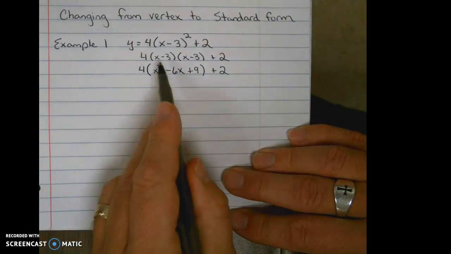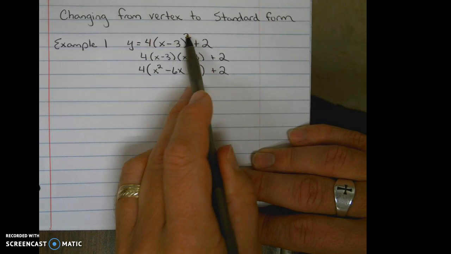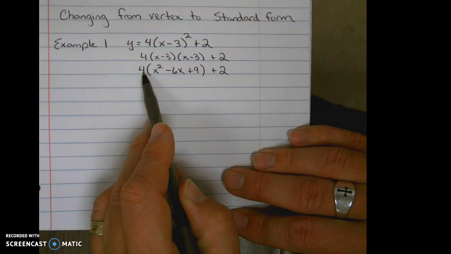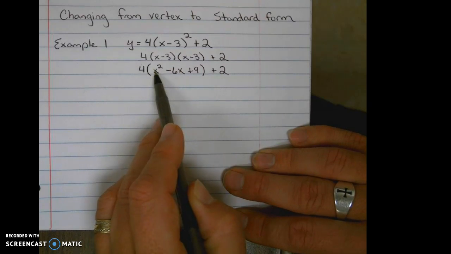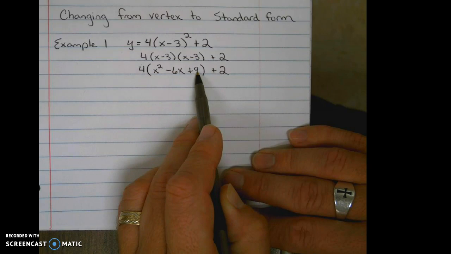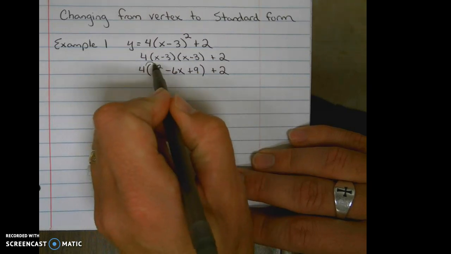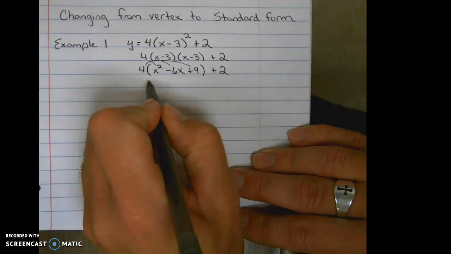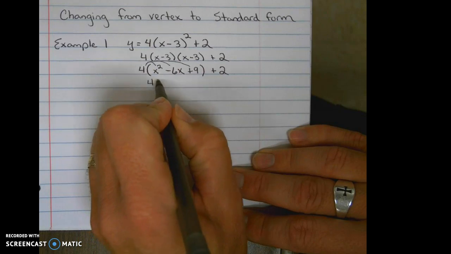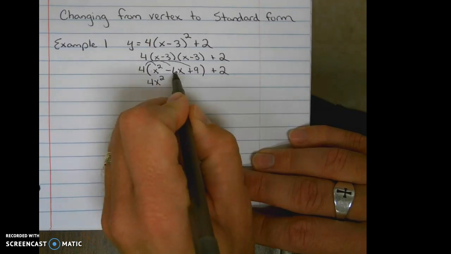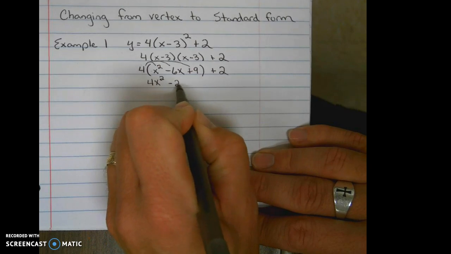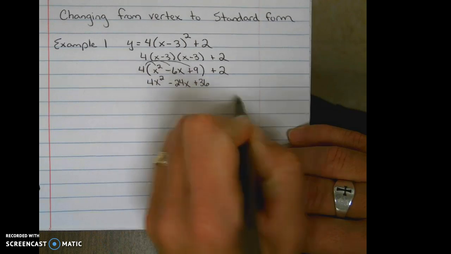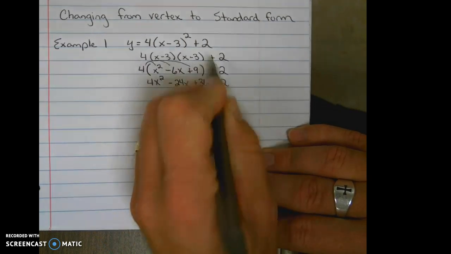Okay, so now we have done the exponents, and now we're going to do multiplying and dividing. Here we have 4 times the quantity x squared minus 6x plus 9. So we're going to distribute the 4 onto all three terms using multiplication. 4 times 1 is 4x squared. 4 times negative 6x is negative 24x. And 4 times 9 is 36. Don't forget to bring down that k value.